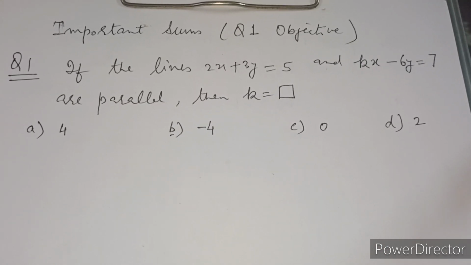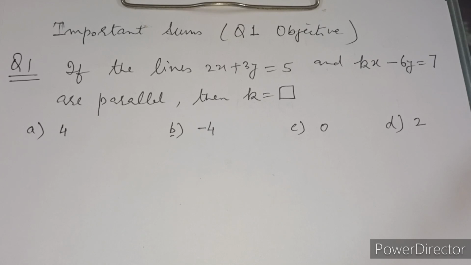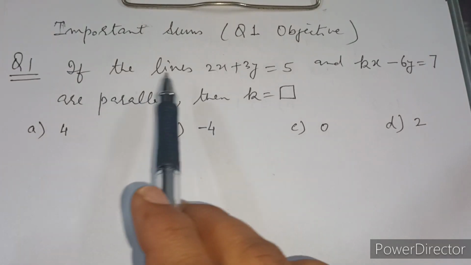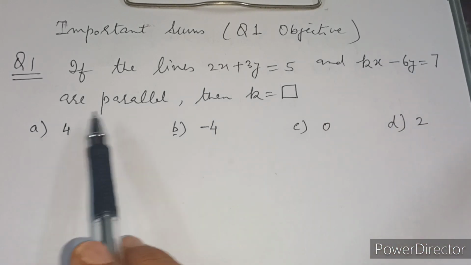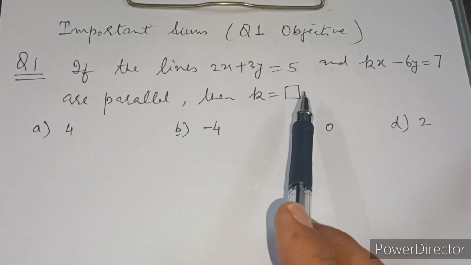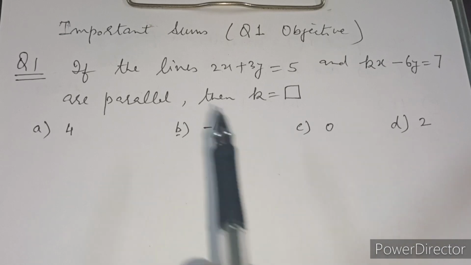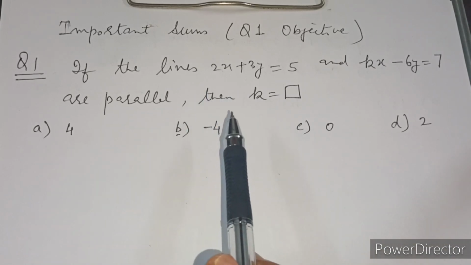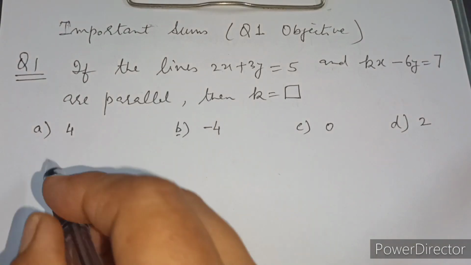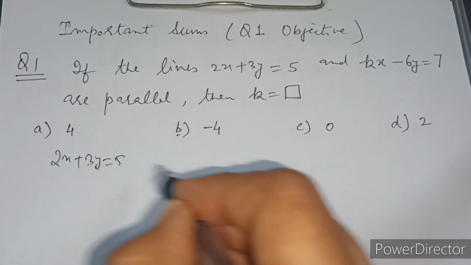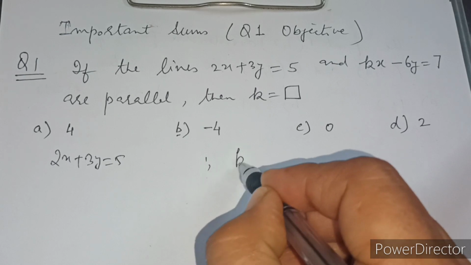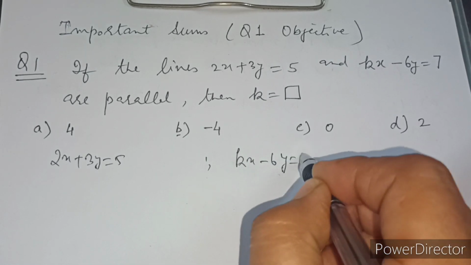So students, the first question from this topic which I have taken here up is that if the lines 2x plus 3y equal to 5 and kx minus 6y equal to 7 are parallel, then what is the value of k? Four options are given to us. Okay, so this is the question from your equation of line. The lines are 2x plus 3y equal to 5 and kx minus 6y equal to 7.